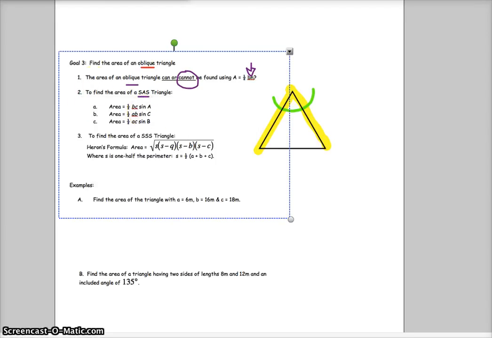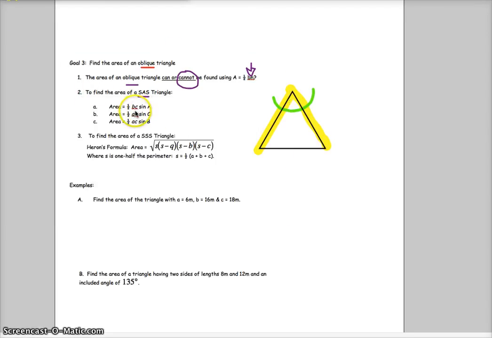Now I know you see that I have three separate formulas here, but it's not required for you to memorize these three formulas. What I want you to memorize is the relationship between the variables in the formulas. So let's talk about those relationships briefly.